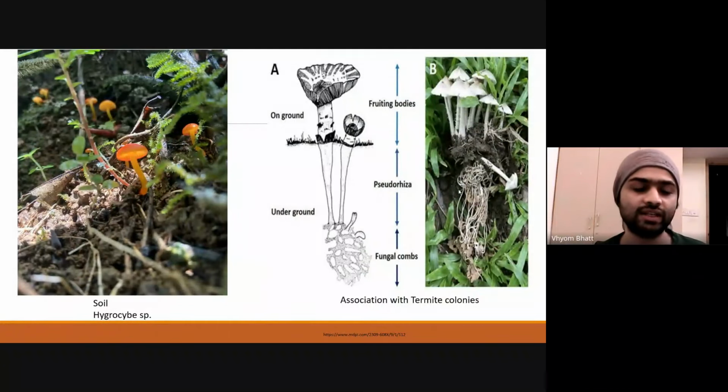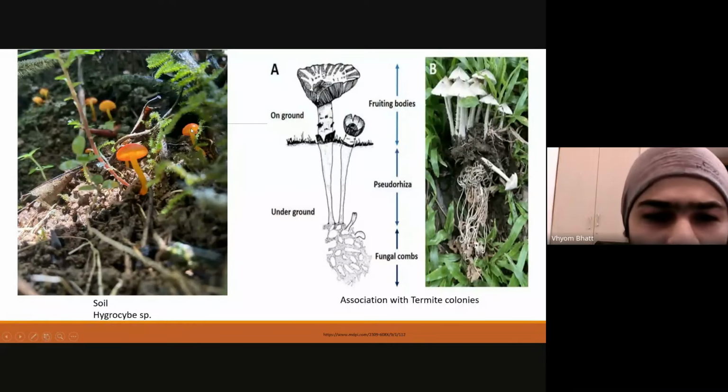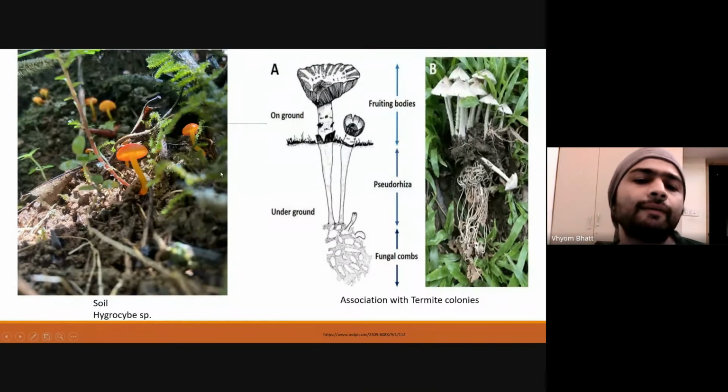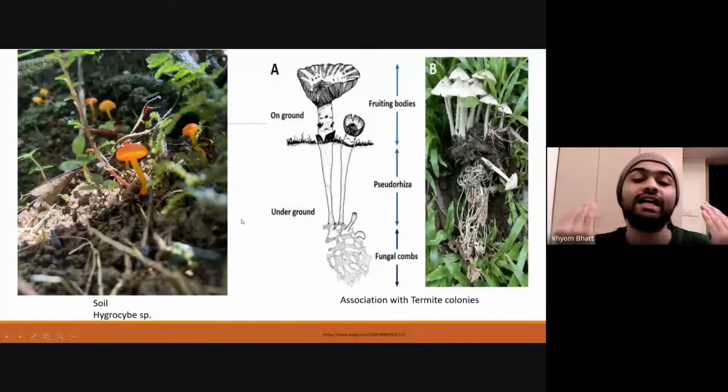Then you have soil as a substrate. Hygrocybe species, they are also called wax caps. If you can see in this image over here, it's shining because they do have a shiny feeling, and hence they are also called wax caps.